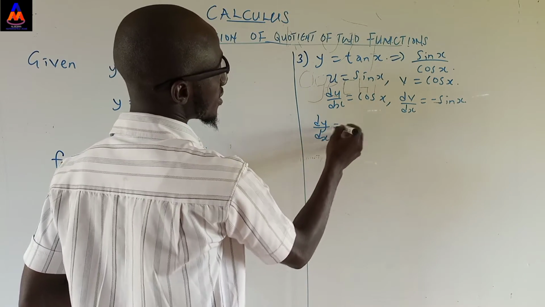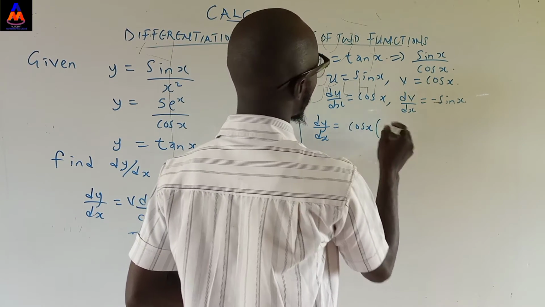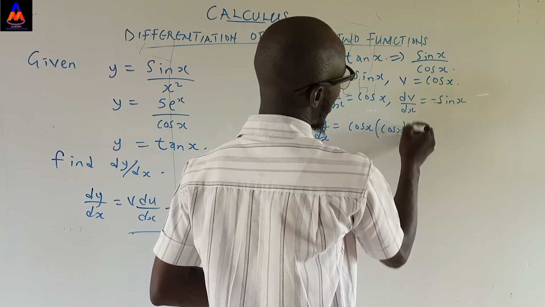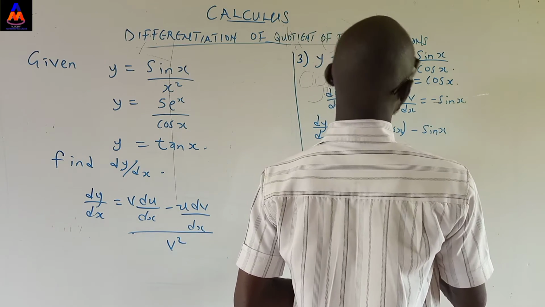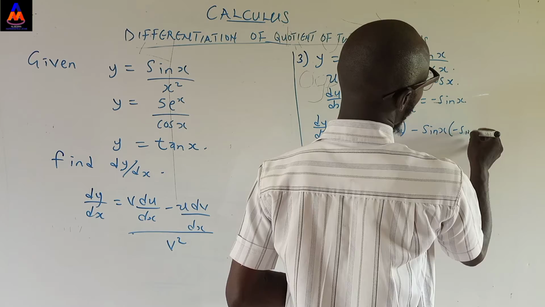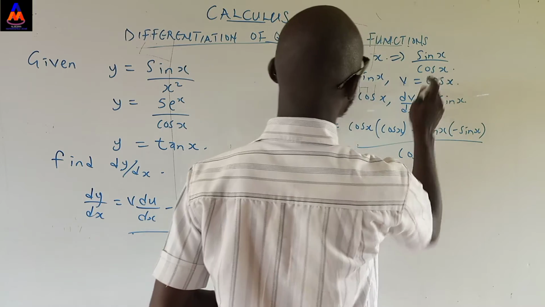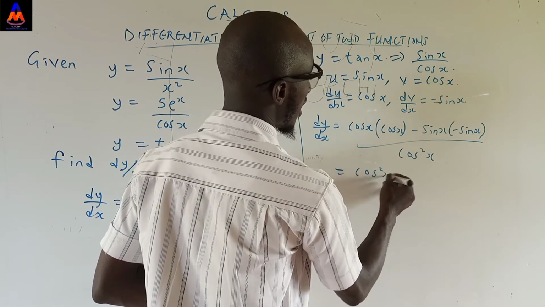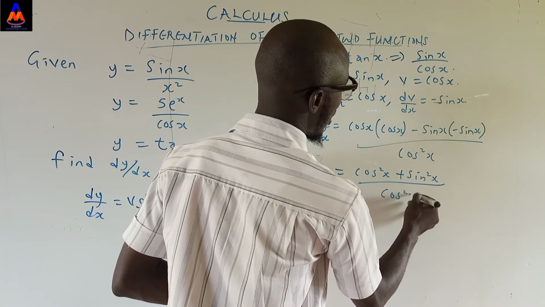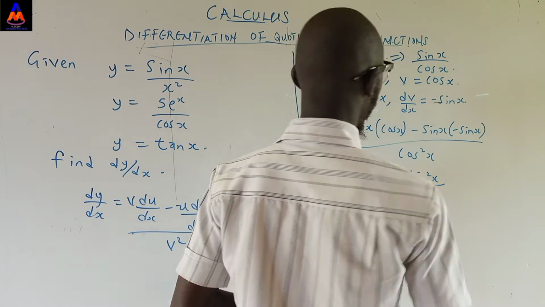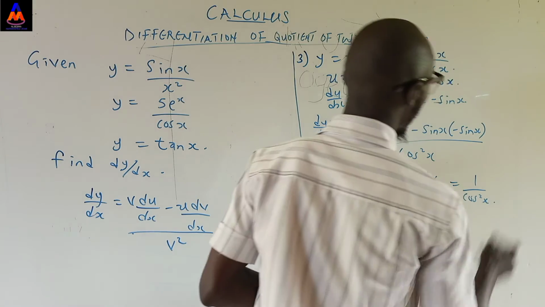The dy/dx is v du/dx, that's cos x times cos x, minus u dv/dx, that's sine x times minus sine x, all over v squared, which is cos squared x. And that's cos squared x plus sine squared x over cos squared x. Cos squared x plus sine squared x, according to the trigonometric identity, is 1, so we get 1 over cos squared x.